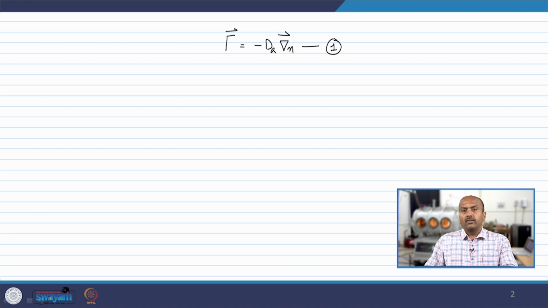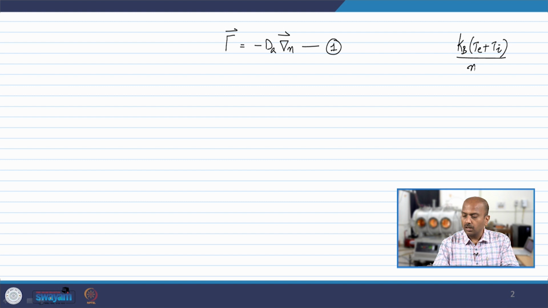Gamma represents the particle flux and dA is the ambipolar diffusion coefficient, which seems to depend on something like Kb (Te plus Ti) by m nu, right. Here Kb is the Boltzmann constant, Te and Ti are the temperatures of electrons and ions, m is mass and nu is the collision frequency, right. And del n is the gradient of concentration in plasma.